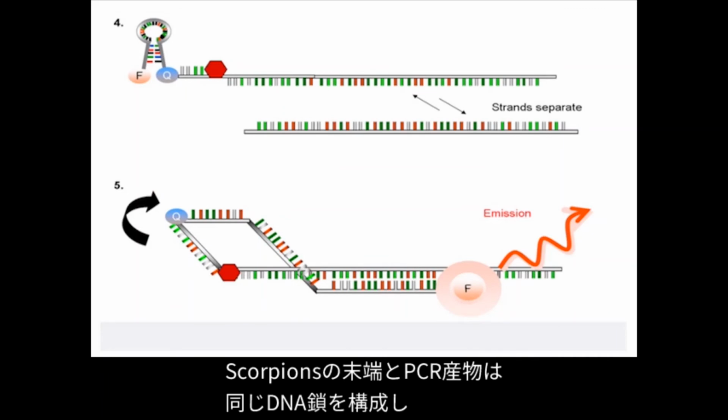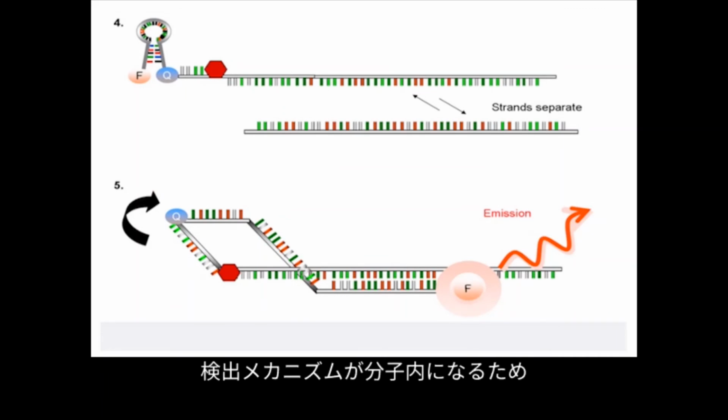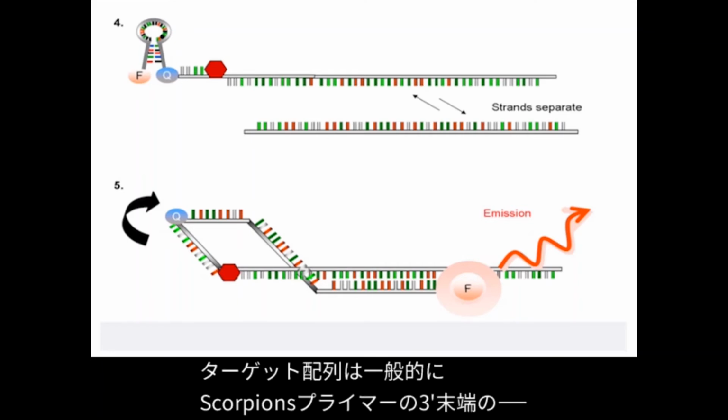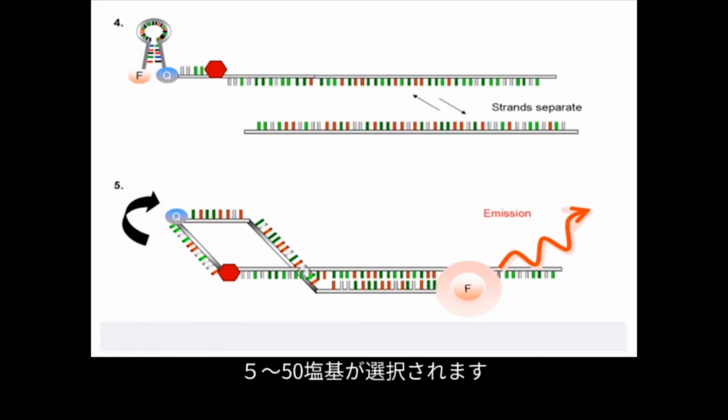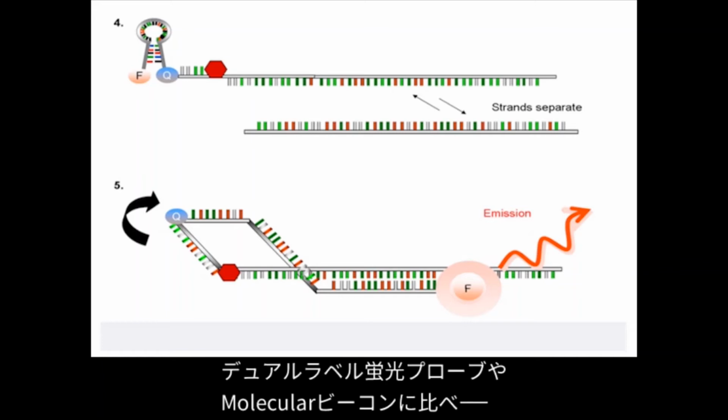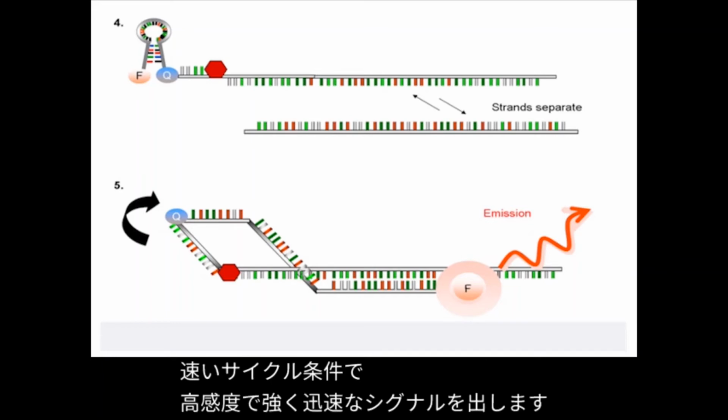As the tail of the Scorpion and PCR product are now part of the same strand of DNA, the detection interaction is intramolecular and so a much more rapid reaction than comparable probe-based detection systems. The target sequence is typically chosen to be between 5 and 50 bases of the 3' end of the Scorpion primer. Scorpions are very sensitive and provide a strong and rapid signal under fast cycling conditions compared to dual label fluorescent probes and molecular beacons.